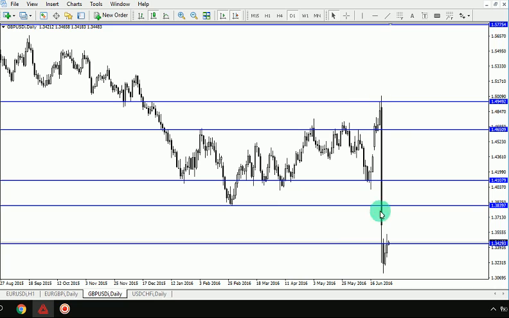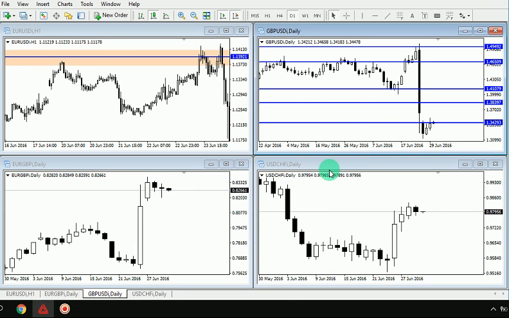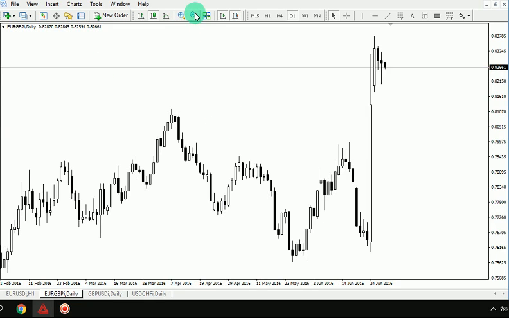However, you don't need to wait for this to get wiped out. You can just look for a bullish trade whenever it pulls back here, for bullish price action up to the resistance, or bearish evidence here to trade down to support. That's the GBP USD daily, and let's try Euro GBP.